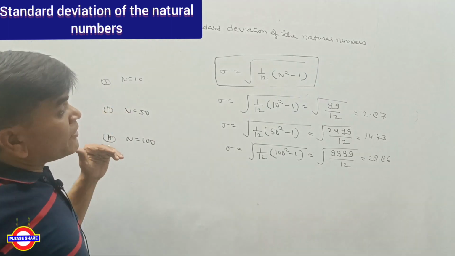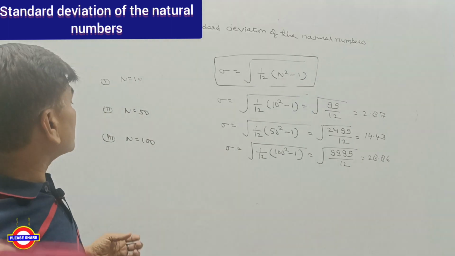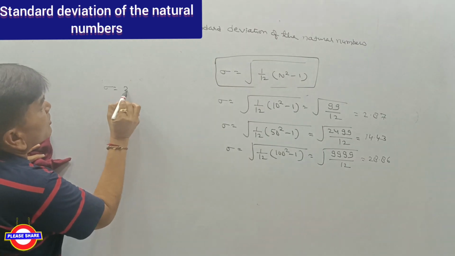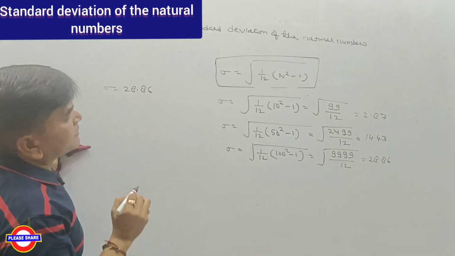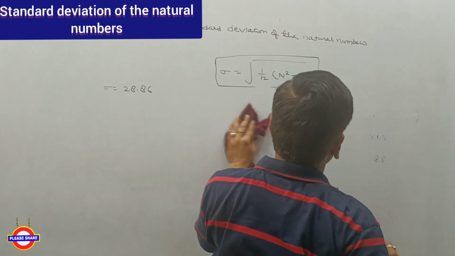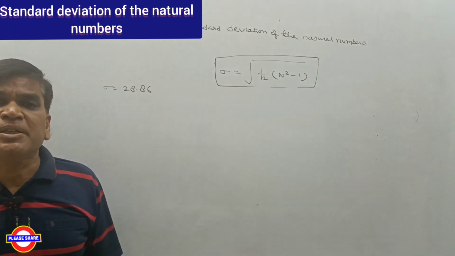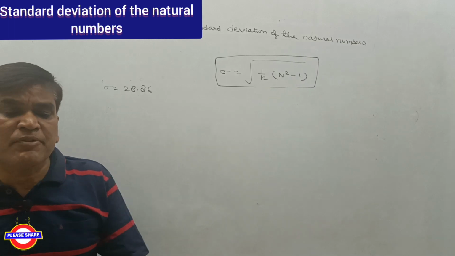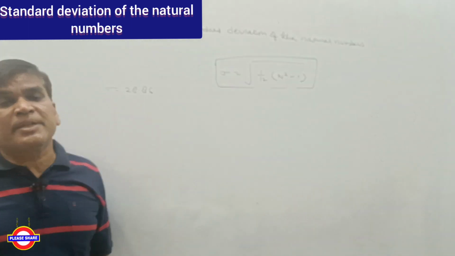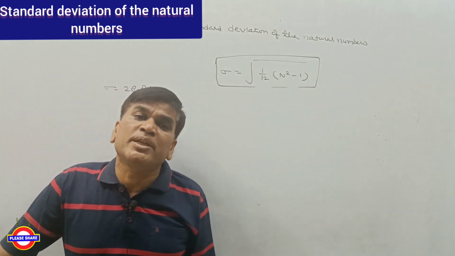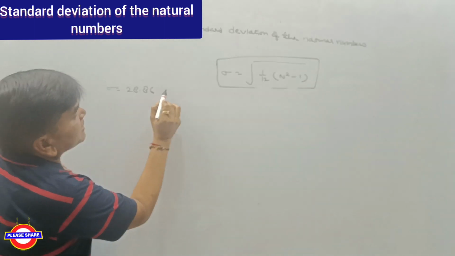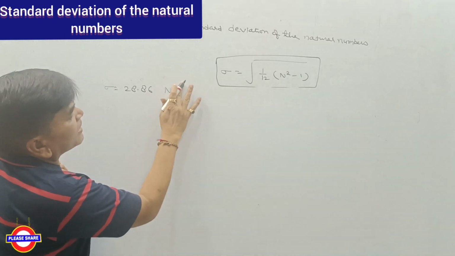This question may also come in a different type. Suppose we are given that the standard deviation of some natural numbers is 28.86. What is the question asking? Then calculate how many numbers there are. It means the standard deviation is given as 28.86, and we have to calculate the number n.